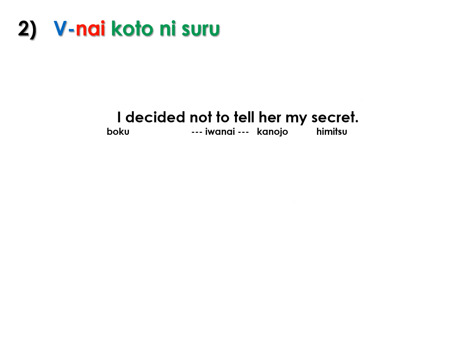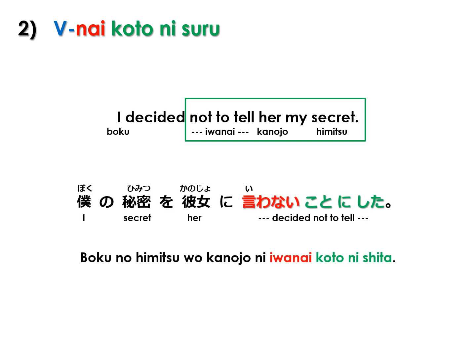I decided not to tell her my secret. We nominalize not to tell her my secret. In Japanese, boku no himitsu wo kanojo ni iwanai koto ni shita. I omitted watashi wa here because it's understood. Watashi wa is always the default of the speaker.